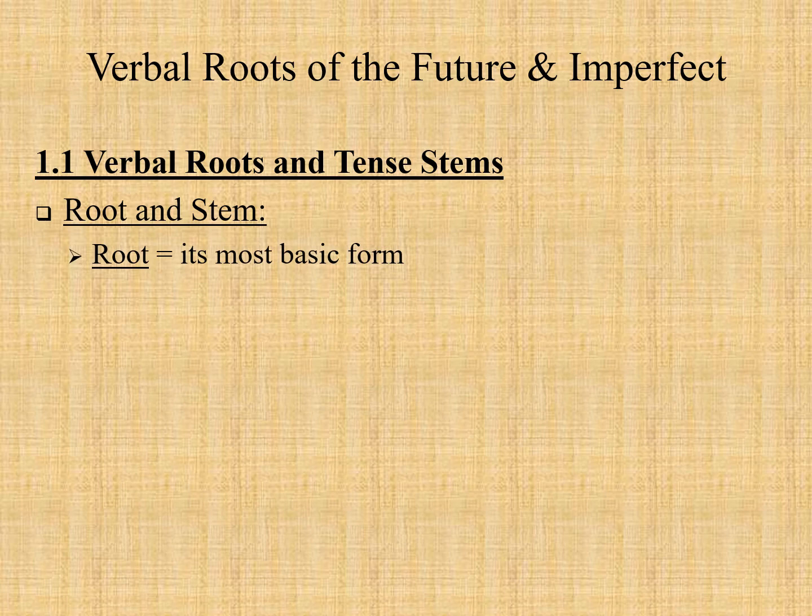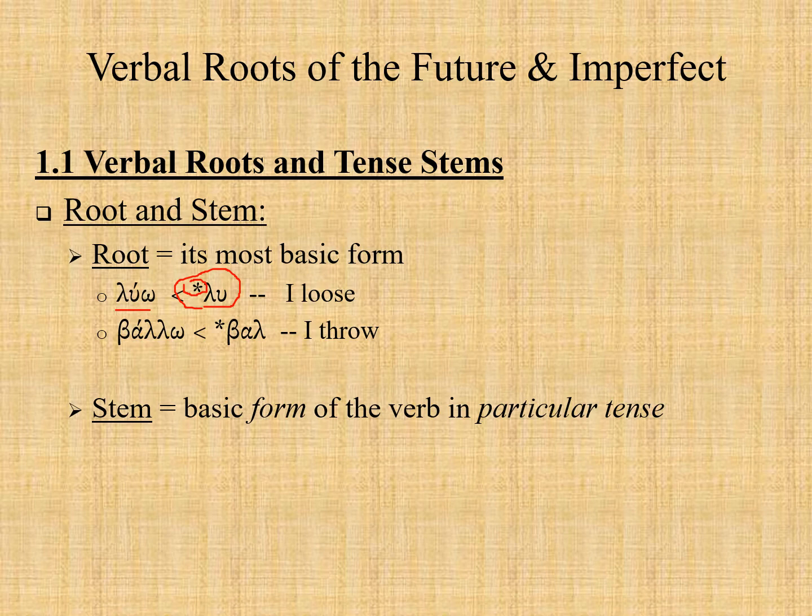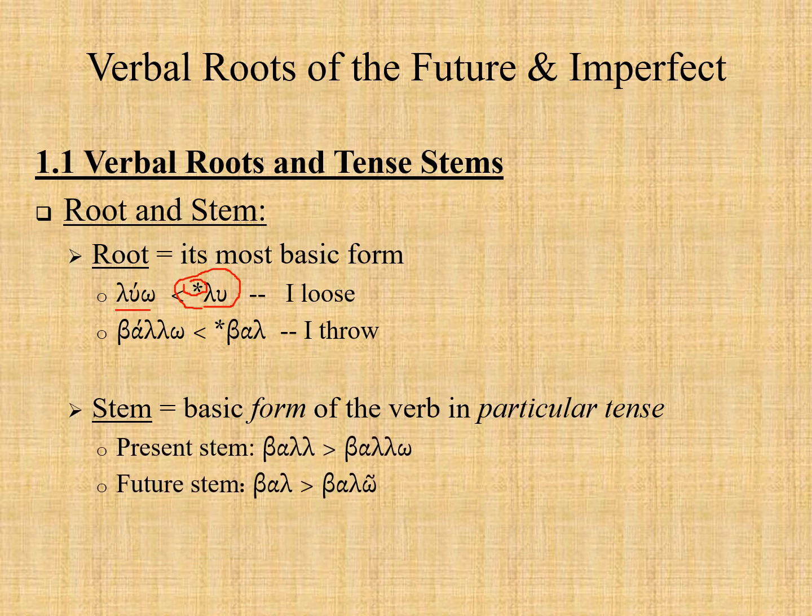So the root of a verb is its most basic form. For example, we can have the verb luo and its root is lu, and that's usually indicated by this star here. Then when we talk about stem, it is closely related to the root. Sometimes it's identical, but most of the time it's not. Stem means the basic form of the verb in a particular tense. So the present stem of ballo is bal, but the future stem of ballo is actually bal with only one lambda, whereas the present tense has two lambdas.